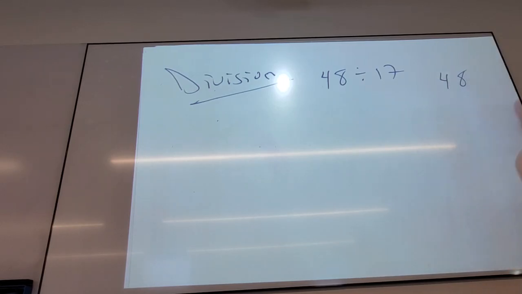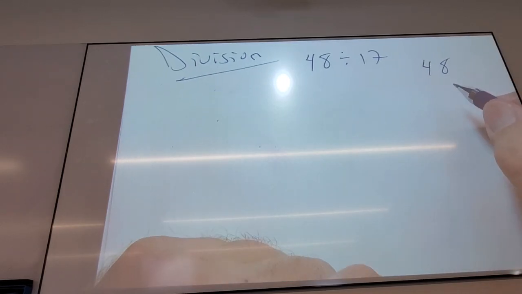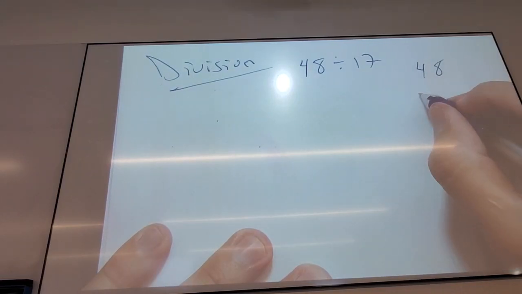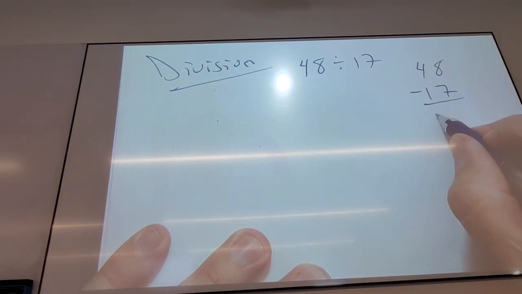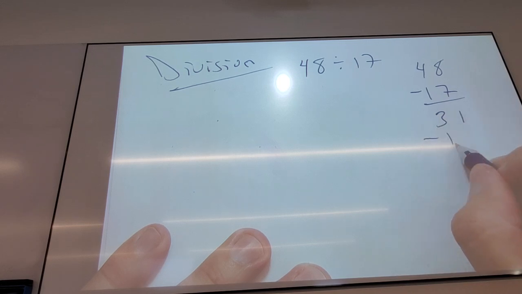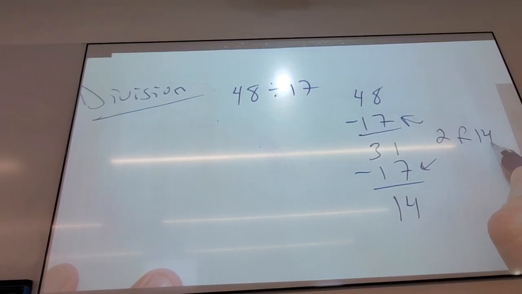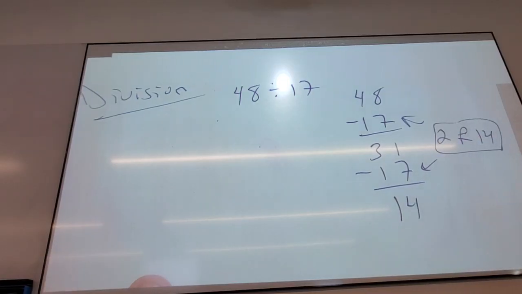Start with 48. Start subtracting 17 until you can't anymore, meaning the next one will make it negative. If I subtract 17, how much do I have? 31. If I subtract another 17, how much do I have? Can I subtract another 17? No. So how many 17s did it take? 2, and what's the remainder? That's the answer. 2 remainder 14. Yes?